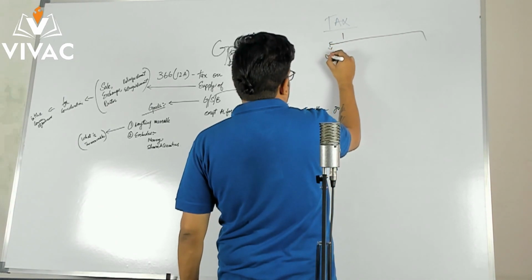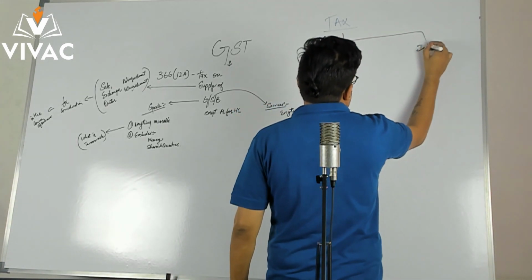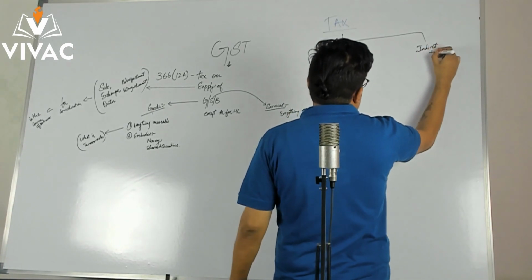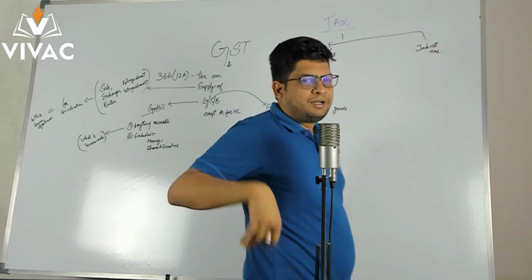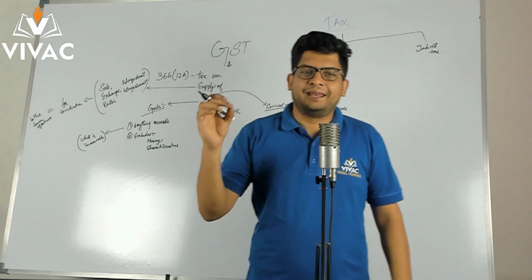One is called direct tax. One is called indirect tax. First, about direct tax, there is one separate video on TDS. You have to see that today. So direct tax, what is that?